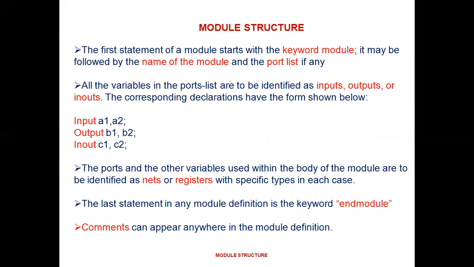So, module structure: any Verilog program starts with the keyword module, followed by the name of the module. Within brackets we mention the outputs and inputs, and those must be defined as input port, output port, or in-out port. Next we write some statements and declare the variable types, whether net type, wire type, or reg type. If you need comments, you can write single-line or multi-line comments inside the module. Finally we end the module using the keyword endmodule. This is how we define the module structure.